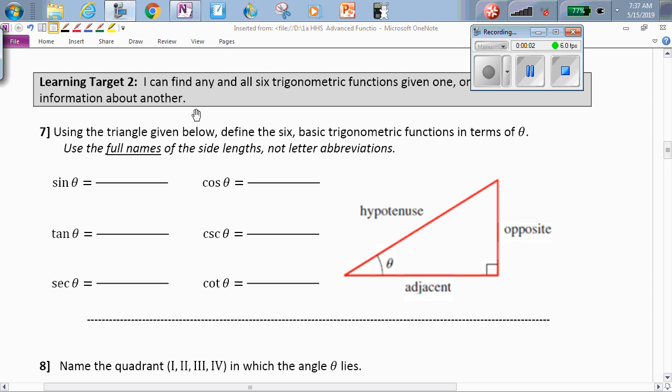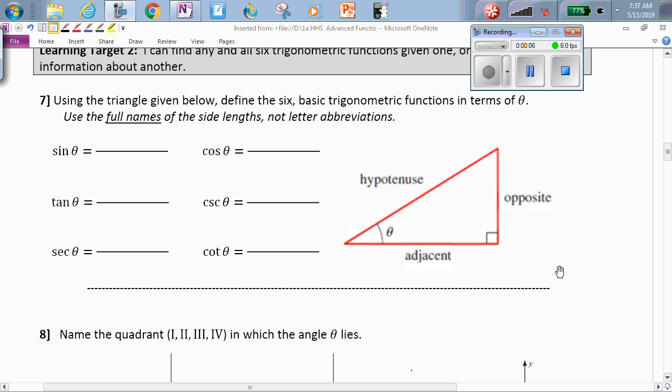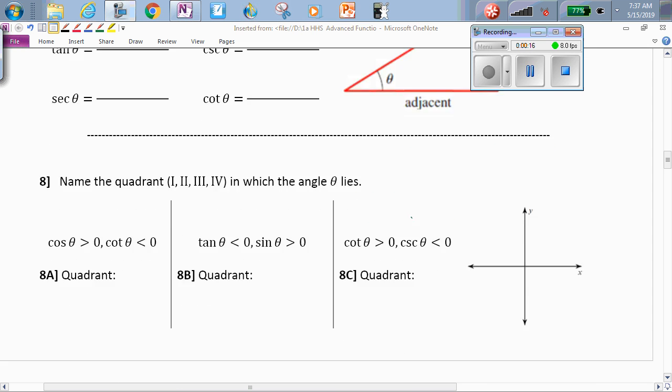All right, so learn target 2. So number 7, I'm actually not going to do just to save some time. Just know that you have to write these out, opposite over hypotenuse, etc., and know that tangent and cotangent are reciprocal, sine and cosecant, and cosine and secant are reciprocal of each other. So let's do number 8.